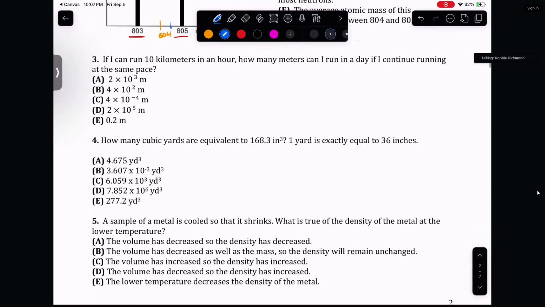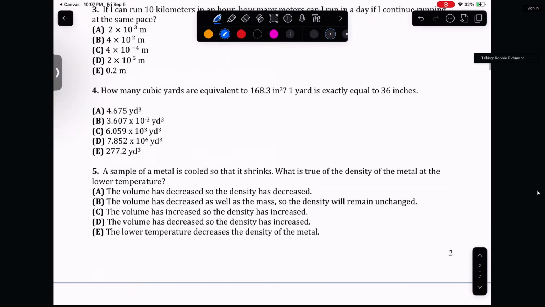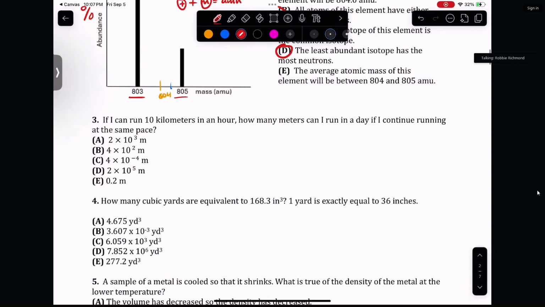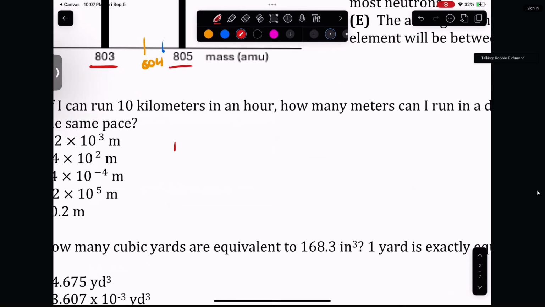Cool. Question 3. If I can run 10 kilometers in an hour, how many meters can I run in a day if I continue running at the same pace? Cool. So we're starting with 10 kilometers an hour.